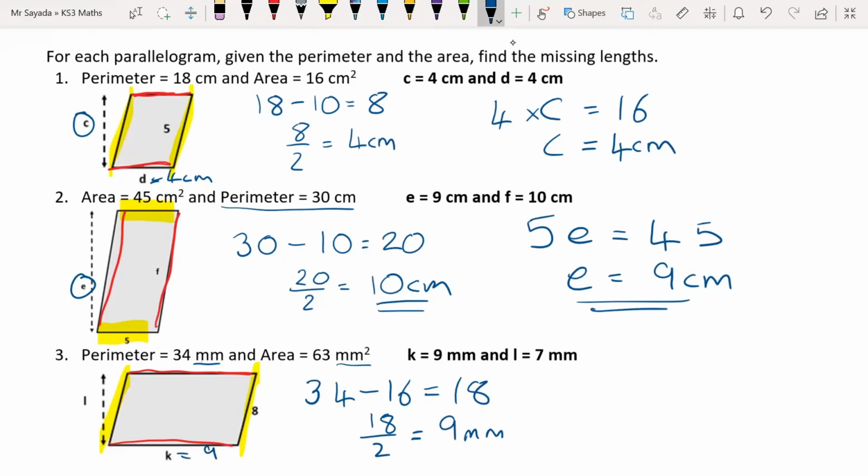Now I can use that to find L. So I know that the base times the height must be the area. So 9 times L must be the area. So what must L be? 9 times what is 63? Say your answer to the video. 9 times 7 is 63, so L is 7.